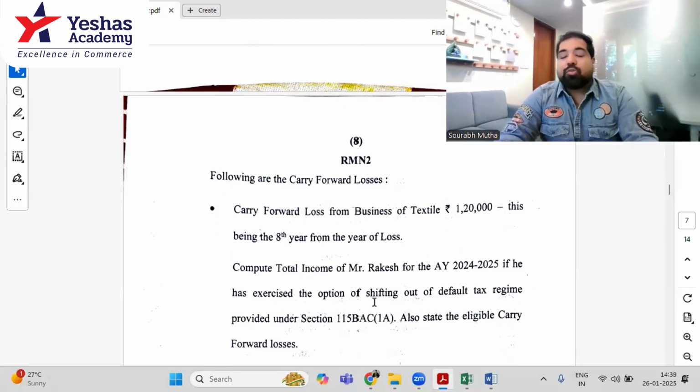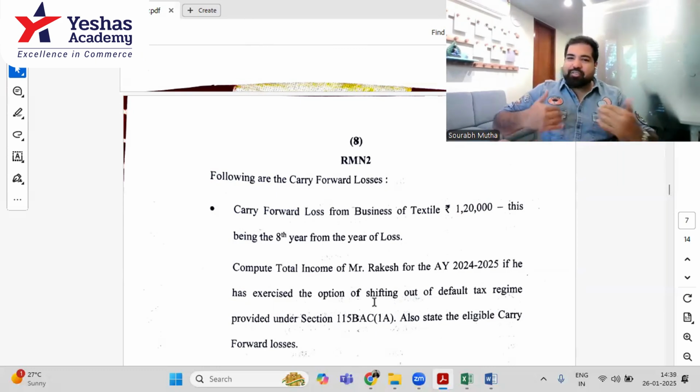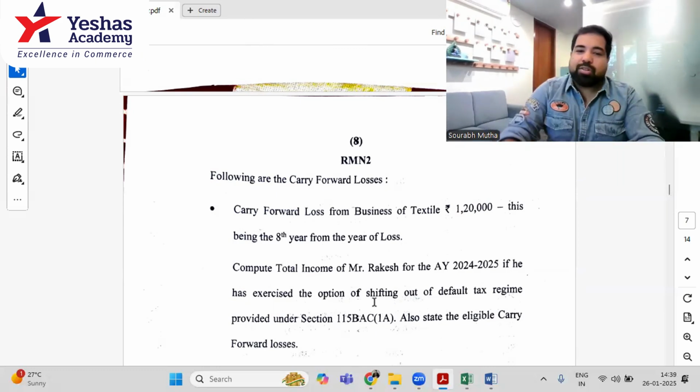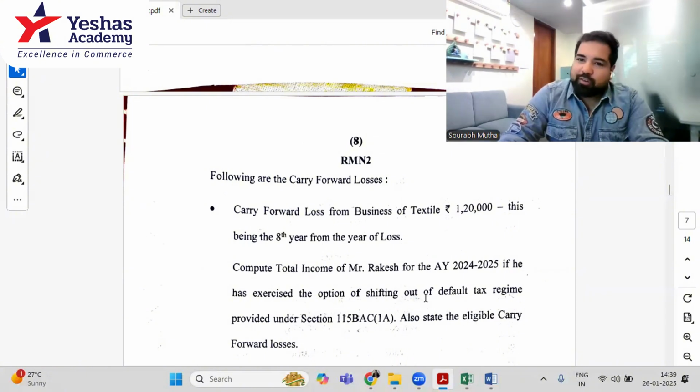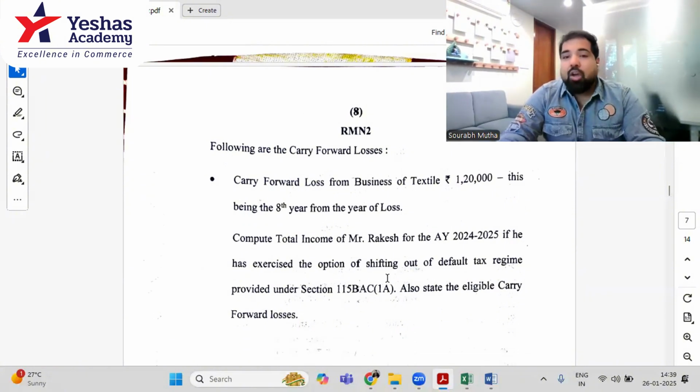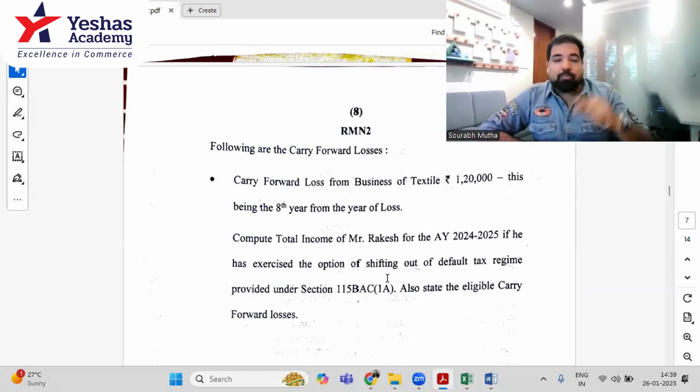And he has exercised the option of shifting out. Again, guys, everyone's shifting out to the old scheme. So they are all loving the old scheme. And also set off the carry forward of losses. Very, very simple sum. Honestly, for people who thought this paper was difficult, these are gifts.